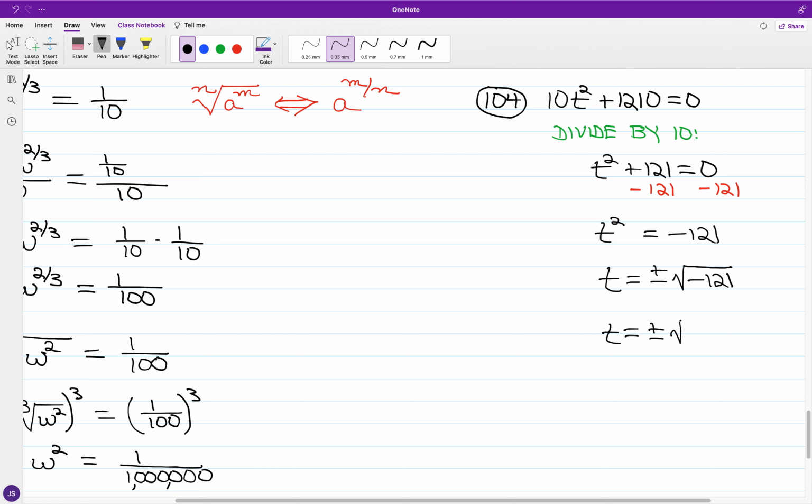And just sort of restating, so plus or minus the square root of negative 121, and 121 is a perfect square value, and so the square root of 121 is going to be 11, and for the square root of negative 121, that is going to be 11i. So we're going to have for t two complex additive inverse roots with 11i as well as negative 11i.